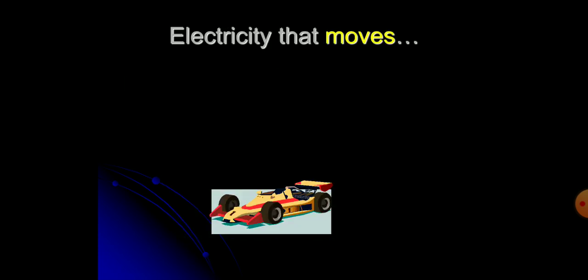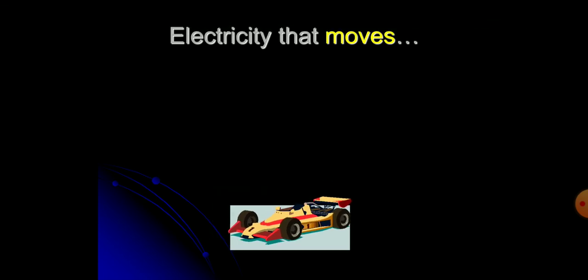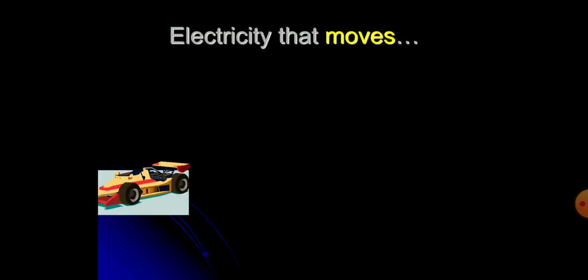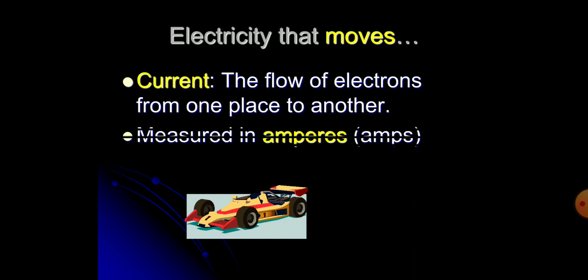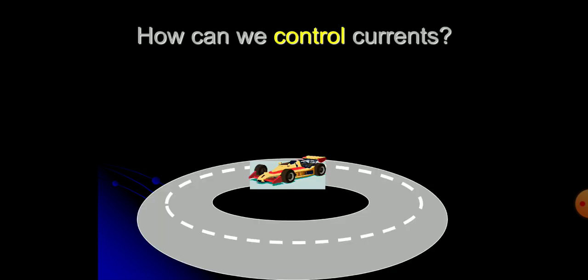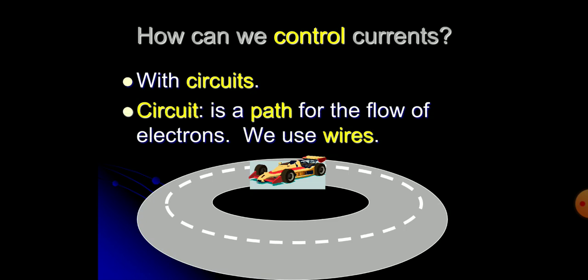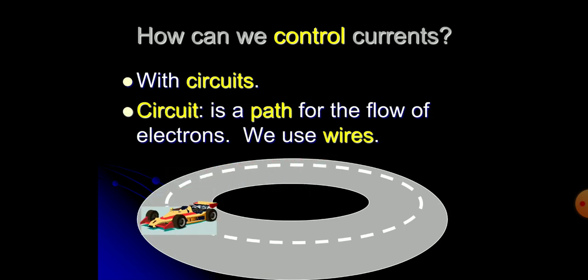Electricity that moves. Current, the flow of electrons from one place to another. It is measured in amperes. It is a kinetic energy. How can we control currents? With circuits. A circuit is a path for the flow of electrons. We use wires.